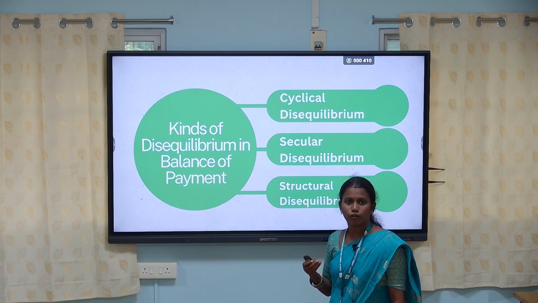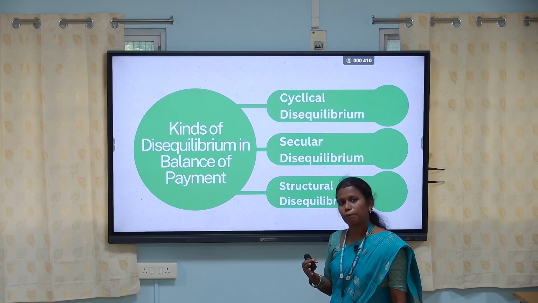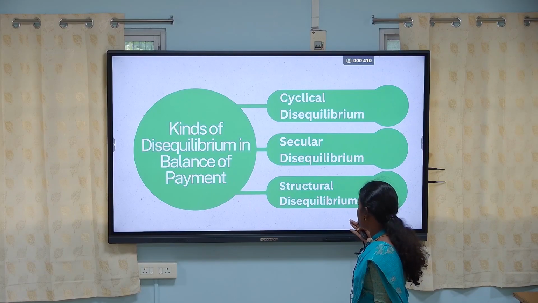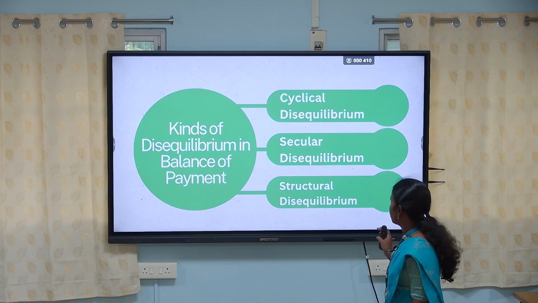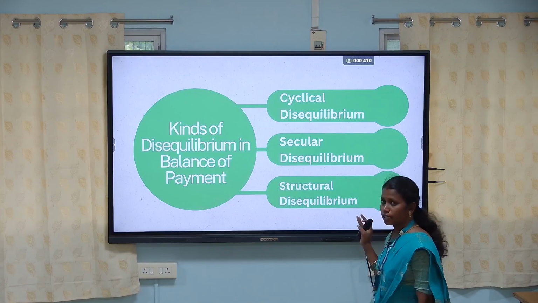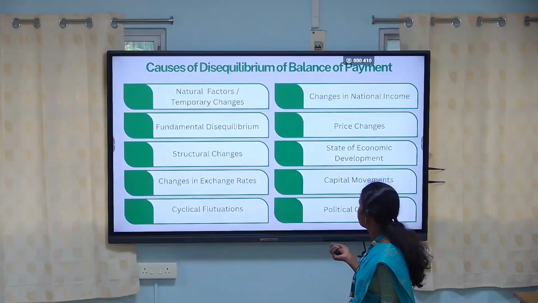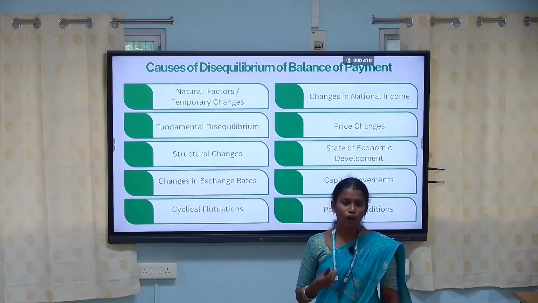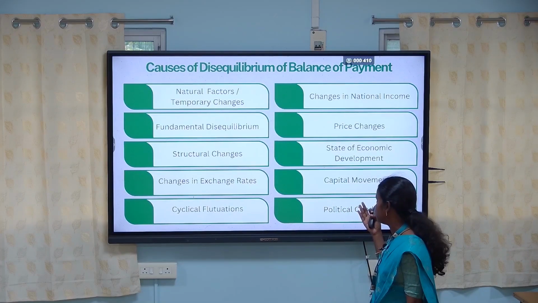And these are the kinds of disequilibrium in the balance of payment account. Why is it not always balanced, or why does it bring disequilibrium in the balance of payment account? These are the main important types of disequilibrium: one is cyclical disequilibrium, the next is secular disequilibrium, and the third is structural disequilibrium. And finally I will tell you some of the reasons or causes behind this disequilibrium in the balance of payment account. Let me see them one by one.